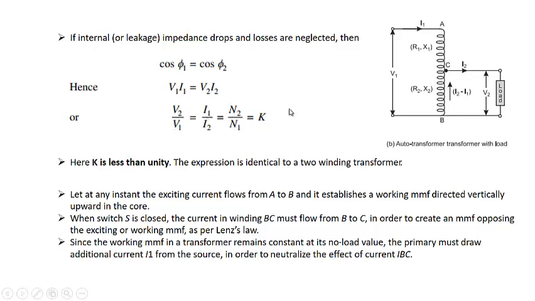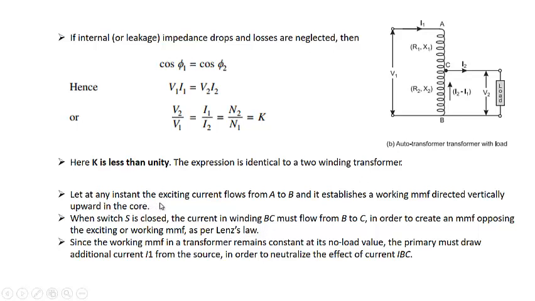From here on we will be using this K as the voltage transformation ratio, output by input, where we are assuming the output voltage to be less than the input. So K will be taken as less than unity. The expression is identical to a two-winding transformer.